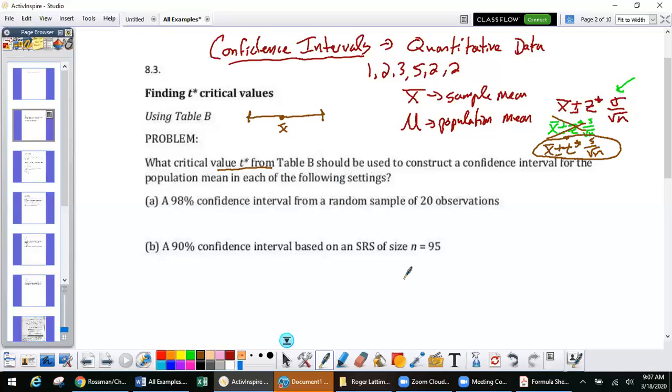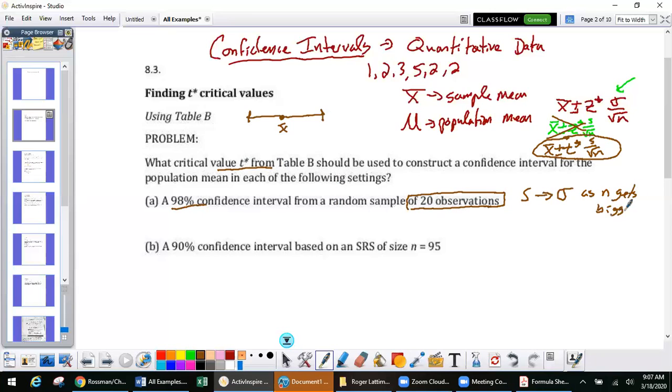I think so. Okay. So let's say that we want to make a 98% confidence interval for a random sample of 20 observations. The first thing that matters is how many observations I have. And you might say, why does that really matter? The reason is because S does a better job of estimating sigma as n gets bigger.